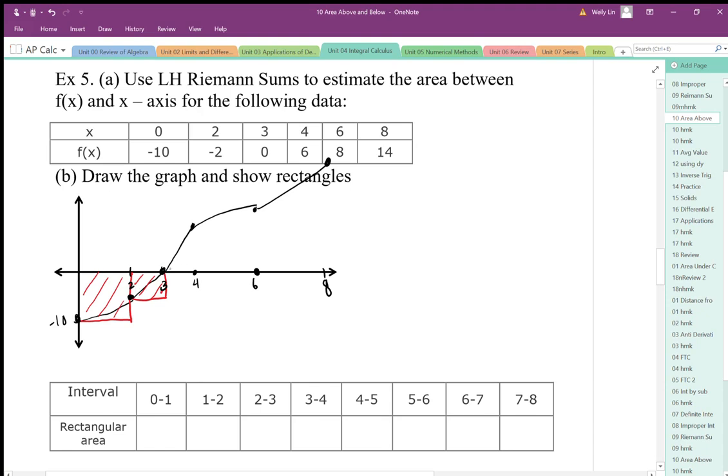Okay, so if I was talking about displacement, they would count against the displacement. Okay, here are my left-hand Riemann sums. These are my left-hand Riemann sums. Okay, and these areas are above. Okay, so these would be positive displacement.